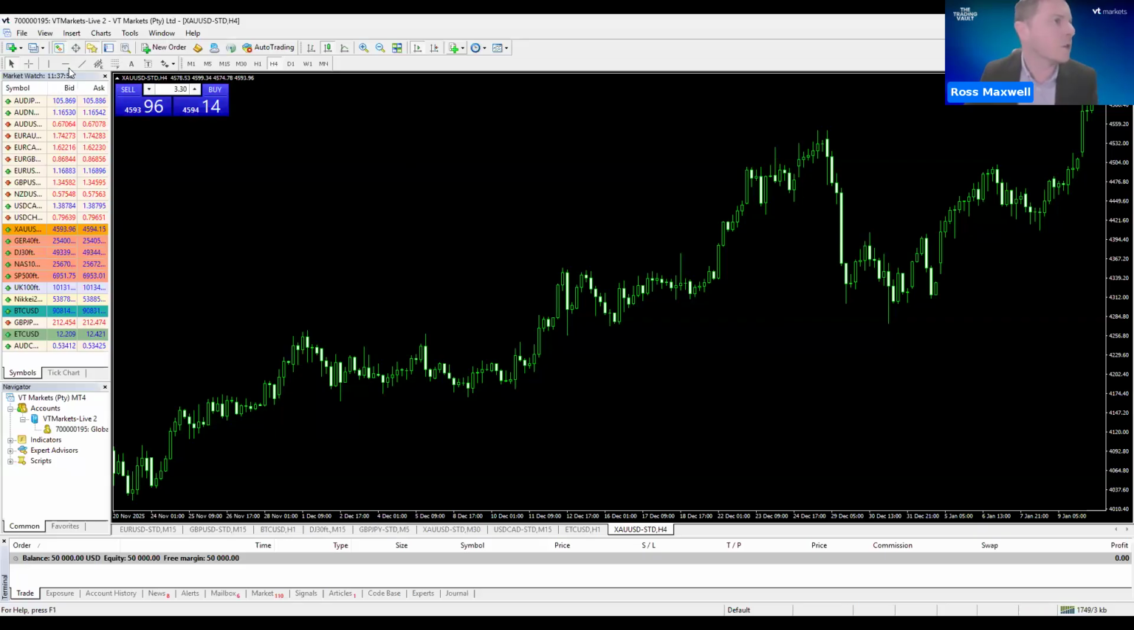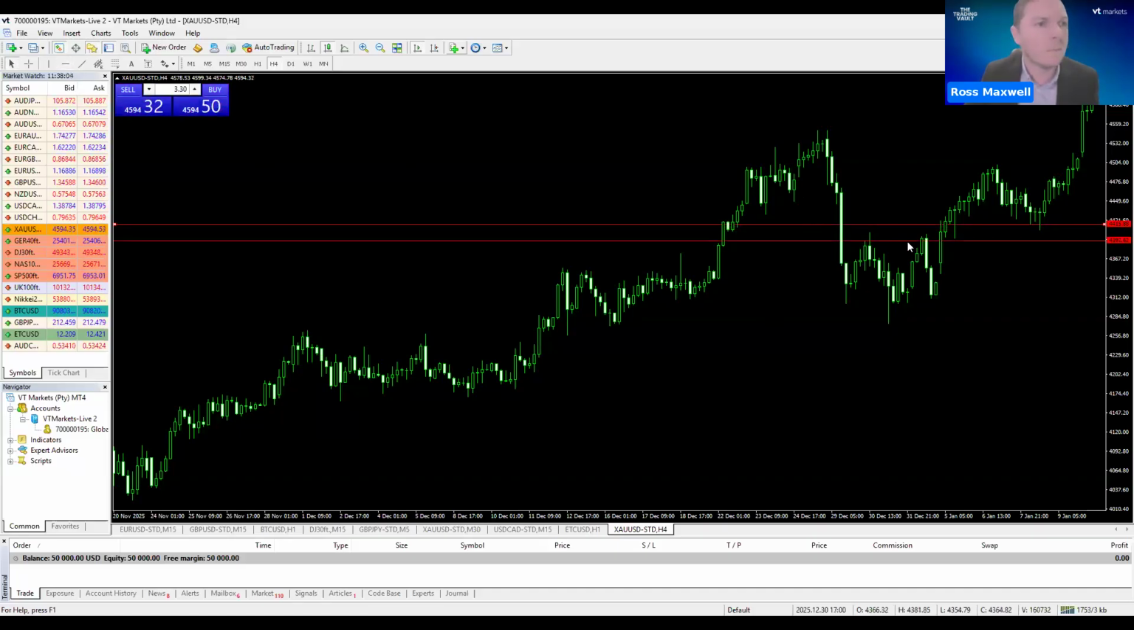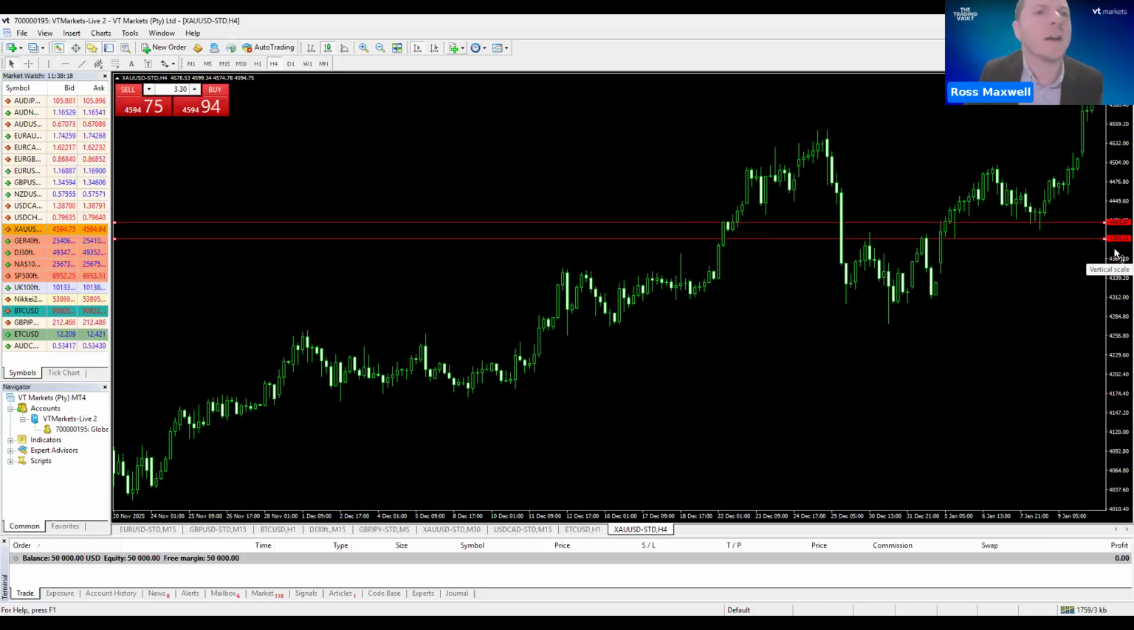So again, if we look at this area here, it's a really obvious area just here. You've found support here. That was a swing area, and it was also tied in with a resistance area here. So you've got liquidity in this area between 4,395 and 4,420.